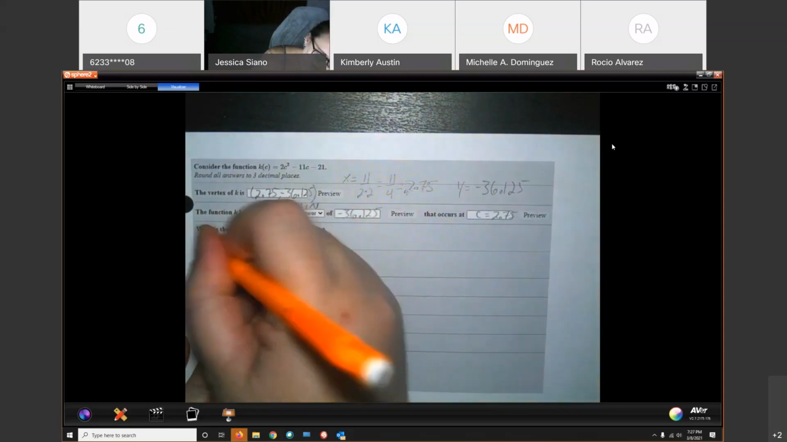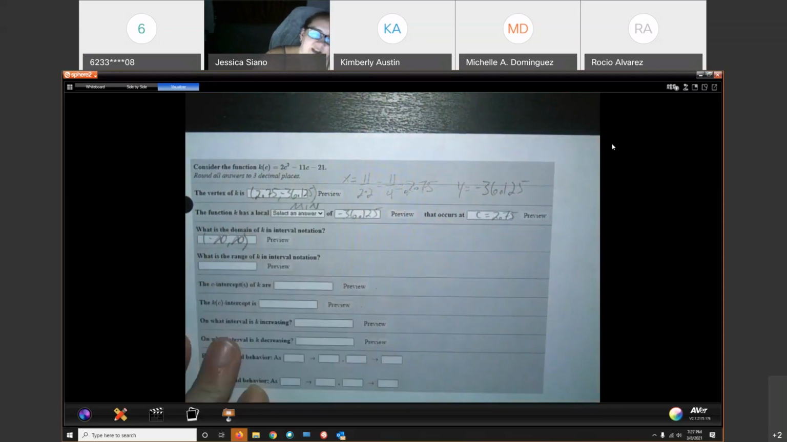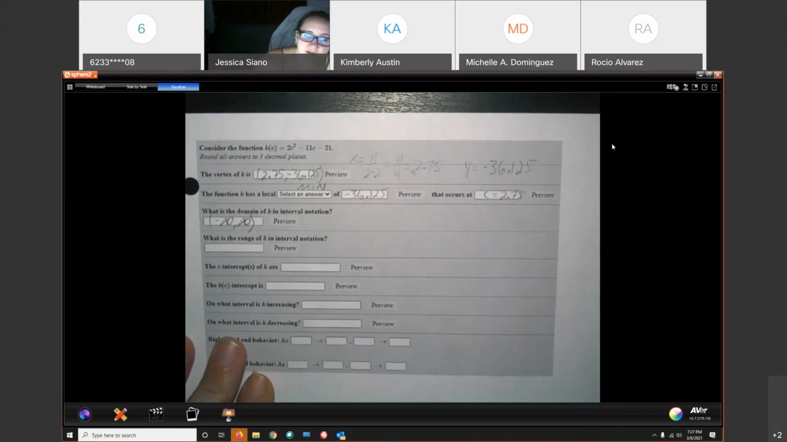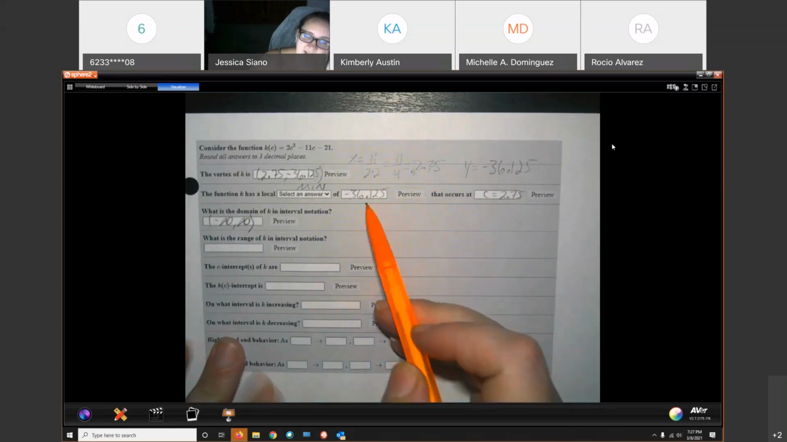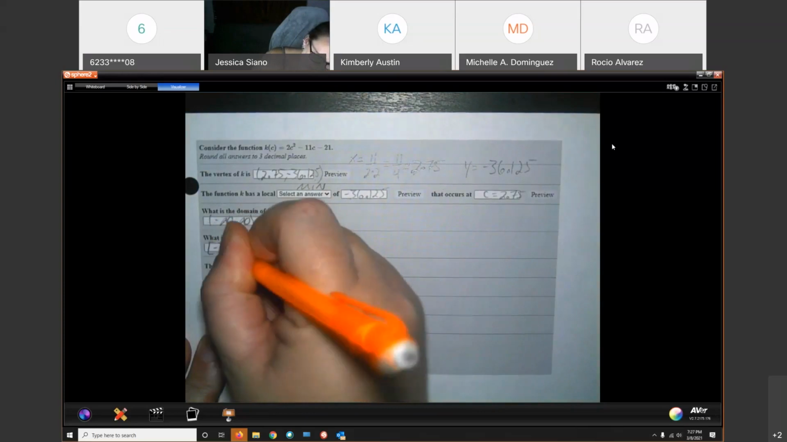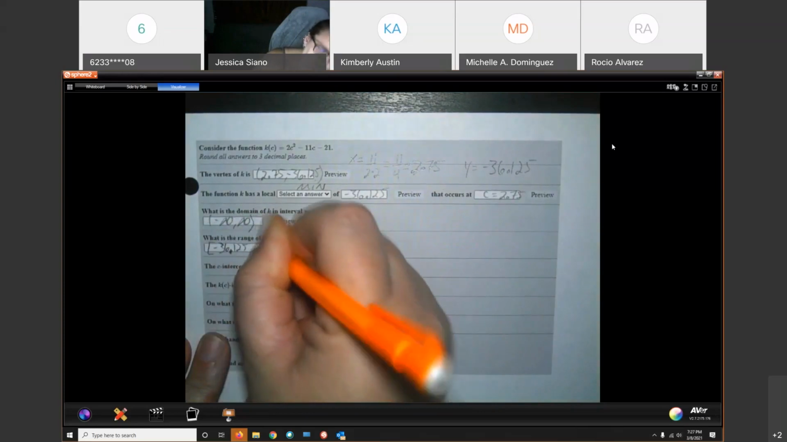And then just like the other one, the domain is all real numbers. The domain of every quadratic is always all real numbers. There's no restrictions on the domain here. And then the range, since this opens up, would start at that minimum and go up to infinity.